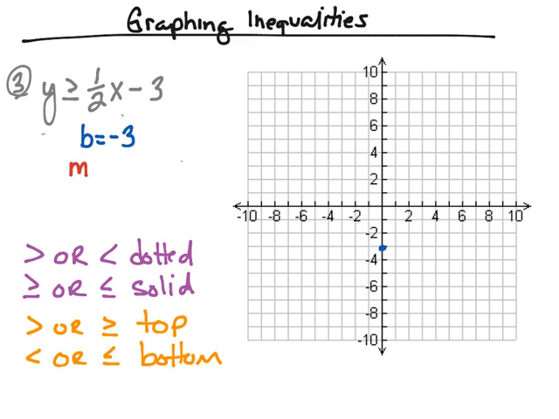Next thing I'm going to look for is the slope, and the slope in this case is 1/2, which means I'm going to need to rise 1 and run 2. So we're going to go up 1 and over 2. Up 1 over 2. Repeat the pattern as many times as you can.